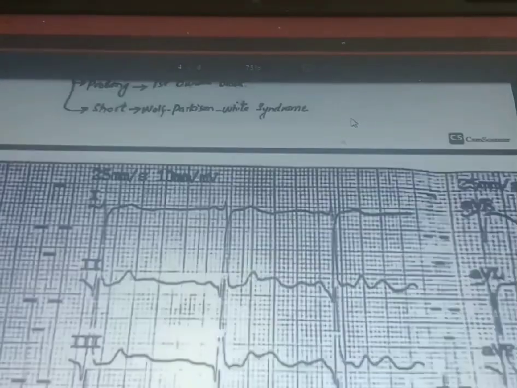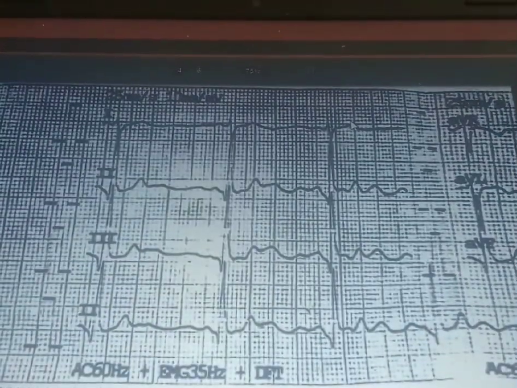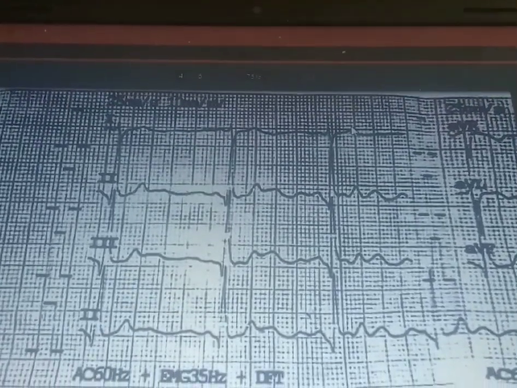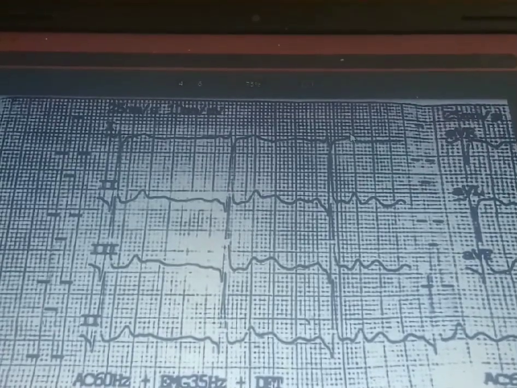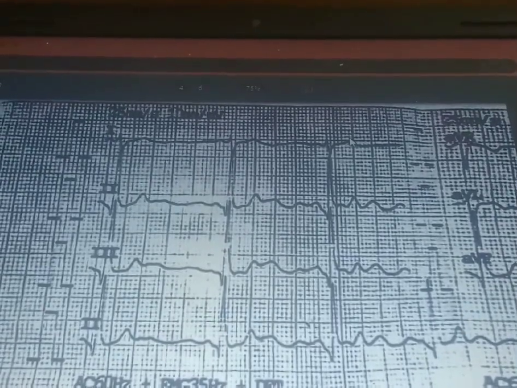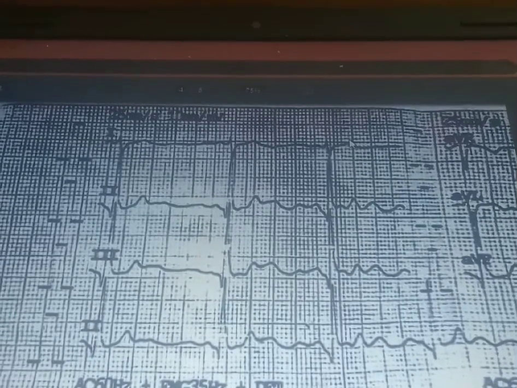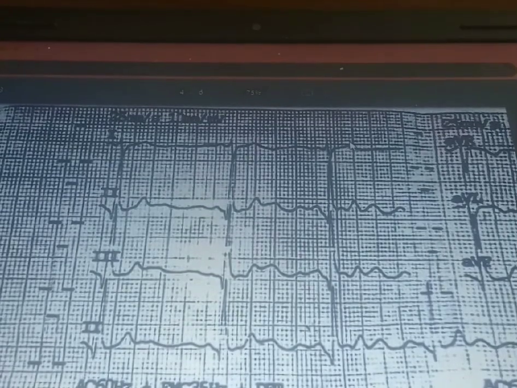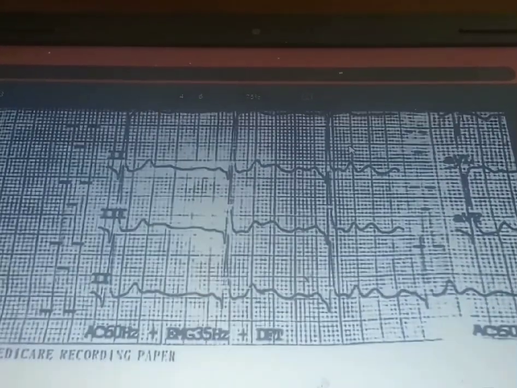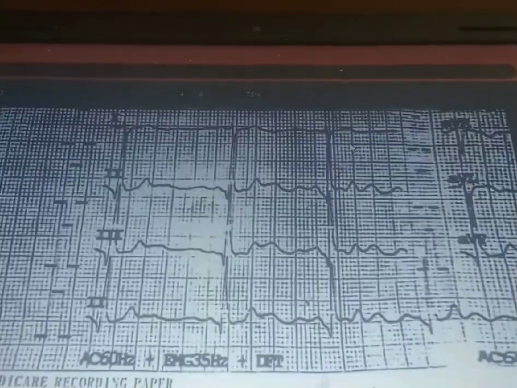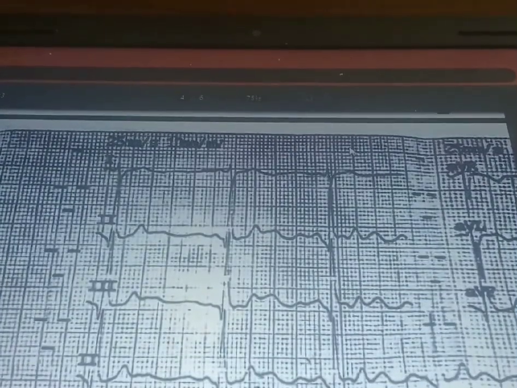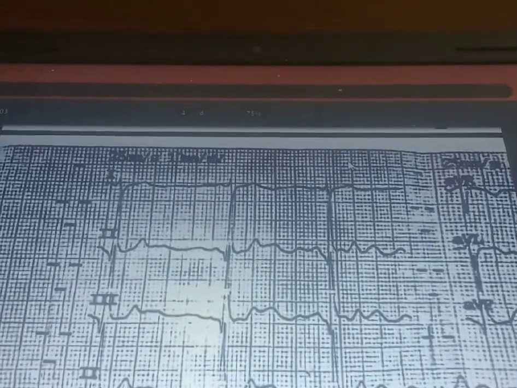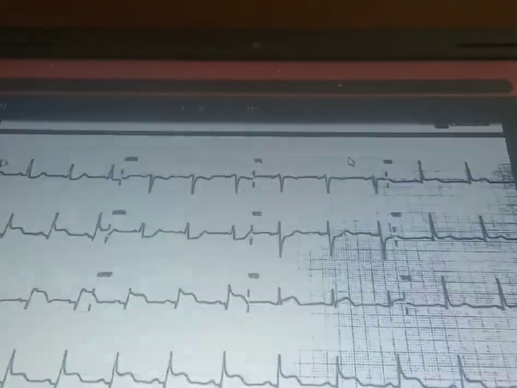Further we proceed. Here we find the ECG. You can see that there is a tall QRS complex. We say that when there is a tall QRS complex, it represents the ventricular hypertrophy. Next we proceed. And here you can see it is in the second lead and third lead. The second and third lead represent the ventricular hypertrophy. Further we proceed.